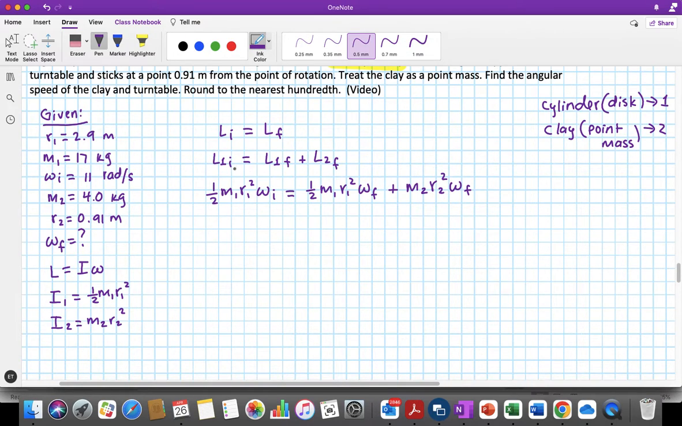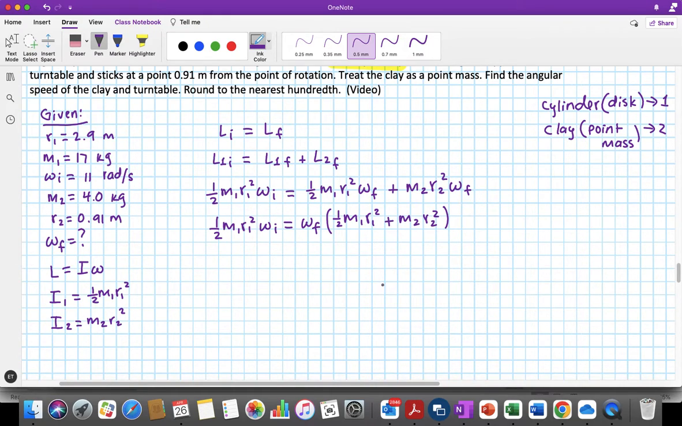We can factor out this omega final here. And if you're thinking you can cancel this term, 1/2 m1 r1 squared, with this one, you can't, because we have different omegas. So let's factor this out. This side stays the same for now: m1 r1 squared times omega initial will be equal to, let's factor out the omega final, parentheses, 1/2 m1 r1 squared plus, I don't need the omega because it's outside the parentheses, m2 r2 squared, and that's it.